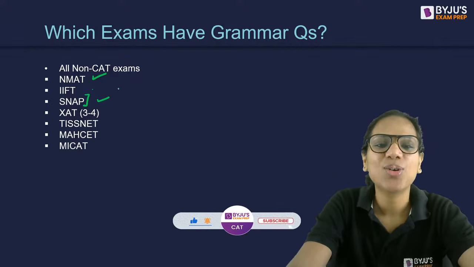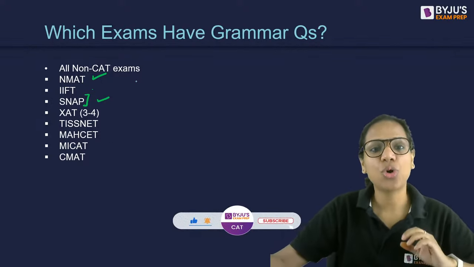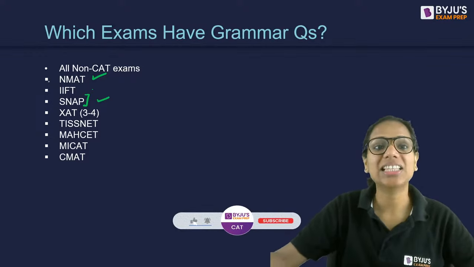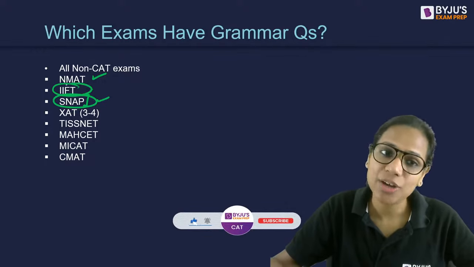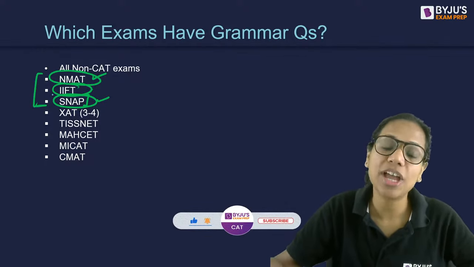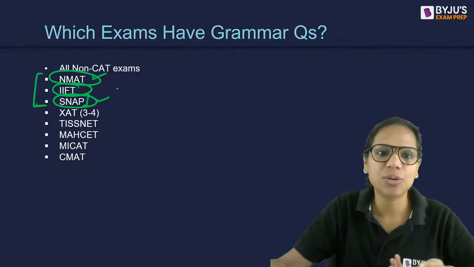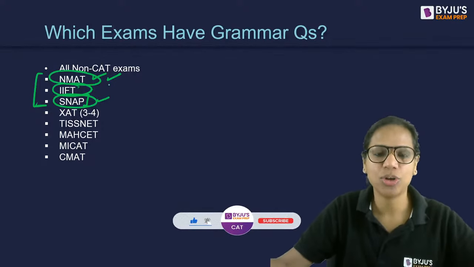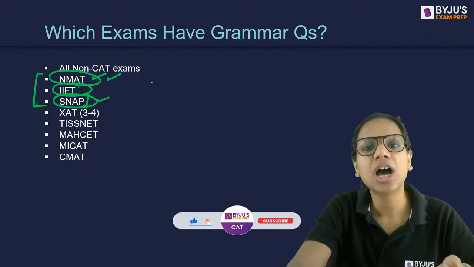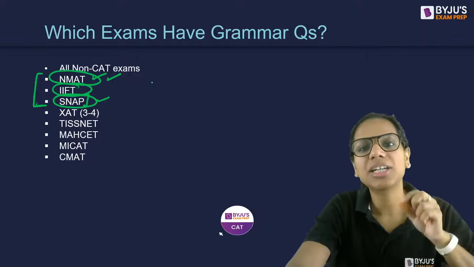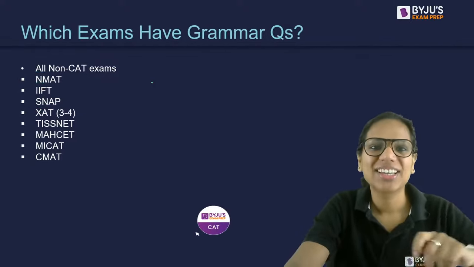So all these non-CAT exams, they do ask you grammar questions. Particularly, if I have to talk about the exams that are intensive on grammar, SNAP would definitely be one. IIFT and NMAT also have their fair share of grammar. So if you are targeting these exams which are just around the corner, which are just going on, then you need to be good at grammar. And the best part is once you learn how to attempt these questions, they are really time saving. So you get marks and you get them quickly.